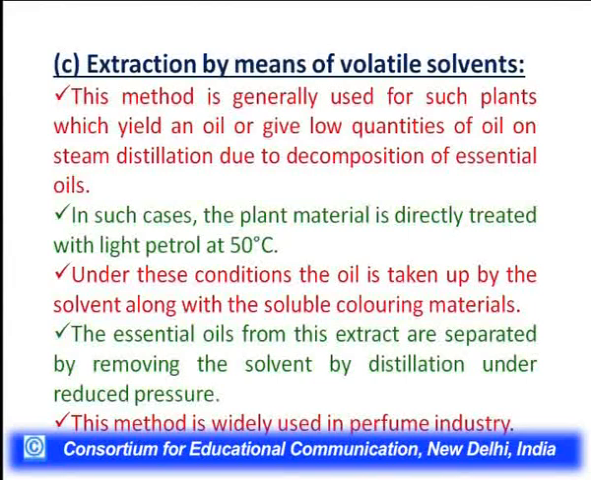Then comes the third method, that is extraction by means of volatile solvents. This method is generally used for plants which yield very low quantities of oil on steam distillation due to the decomposition of the essential oils. In such cases, the plant material is directly treated with light petrol at 50 degrees centigrade. Under these conditions, the oil is taken up by the solvent along with the soluble coloring materials. The essential oils from this extract are separated by removing the solvent by distillation under reduced pressure. This method is widely used in the perfume industry.